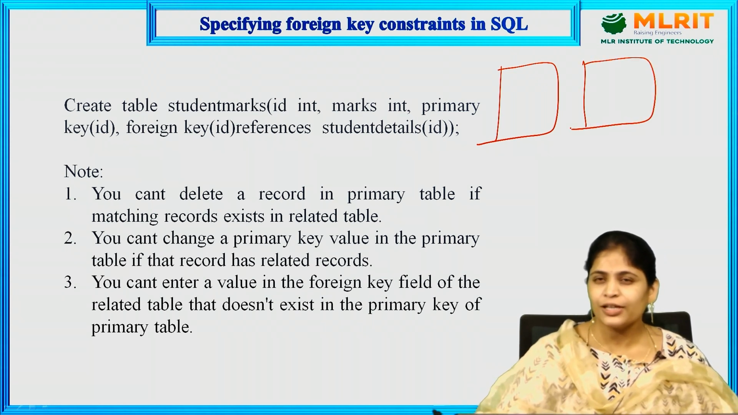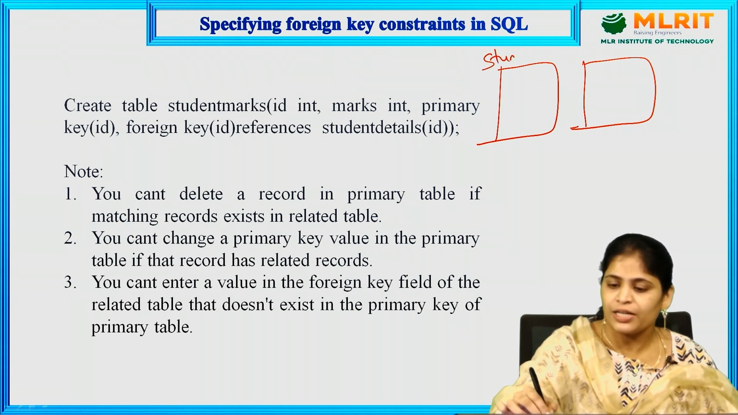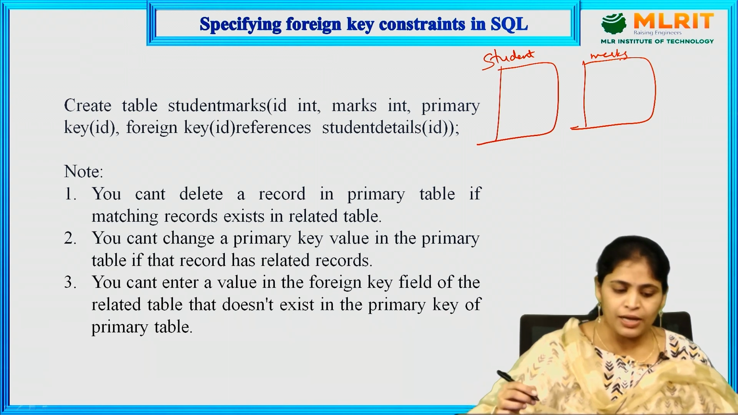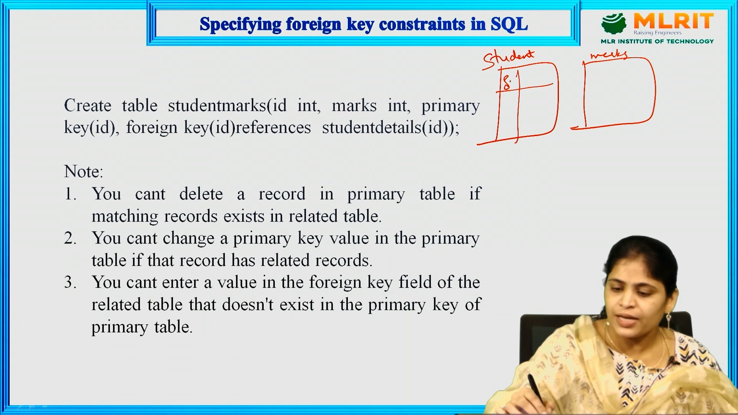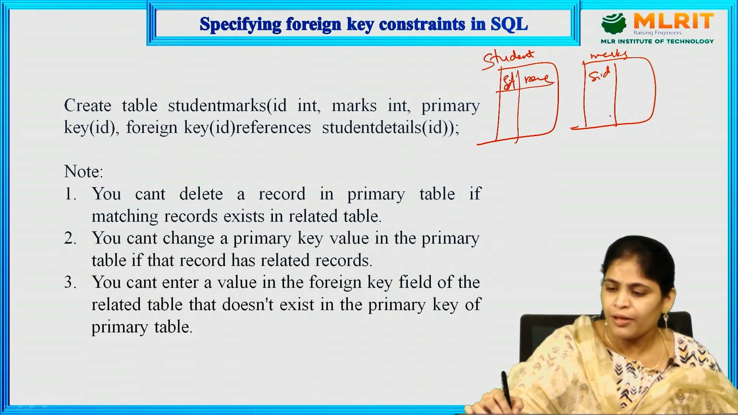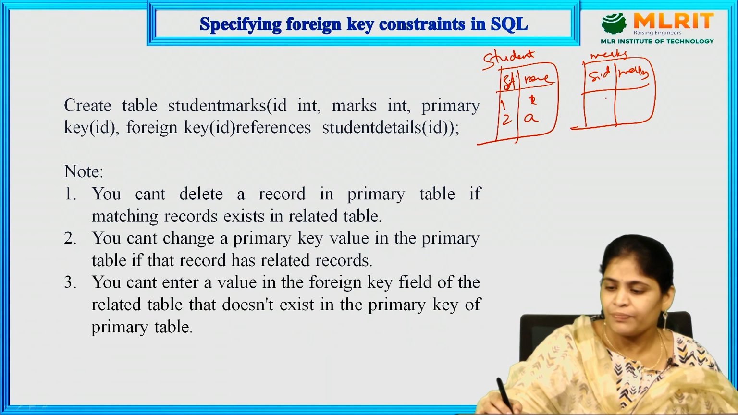Let us consider two tables. What are those two tables? This is the student details table, and this is the marks table. Student details table: SID, name. Marks table: SID, marks. Values: 1, 2, some X, some A for the names, and 1, 2, 100, 200 for the marks.